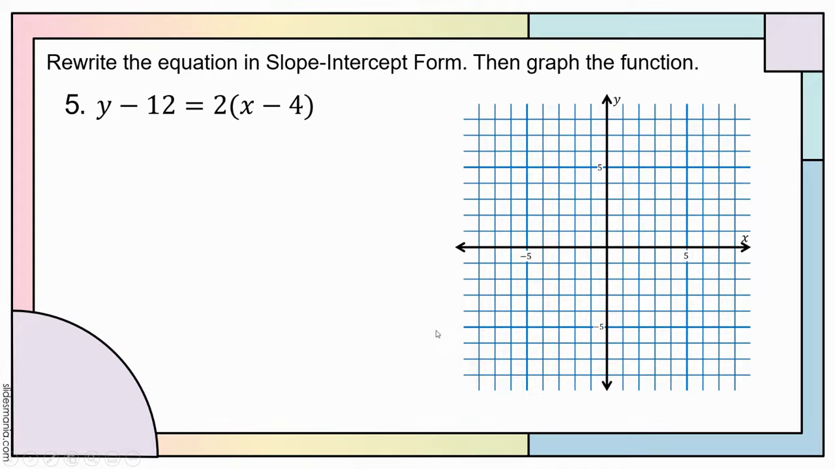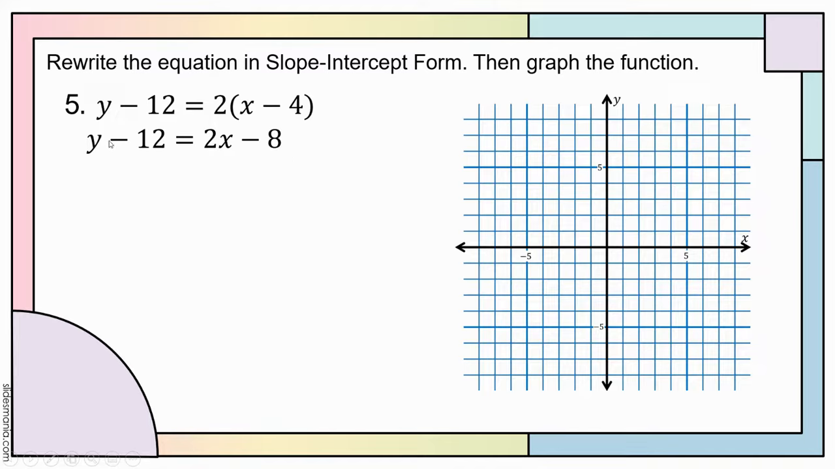Number 5 is not in standard form or slope-intercept form. It's what's called point-slope form, which we will study more later. But to get it into slope-intercept form, similar to our standard form, it only takes 2 steps. So the first one is to distribute. So I'm going to distribute the 2 to the x minus 4. So we get 2x minus 8.